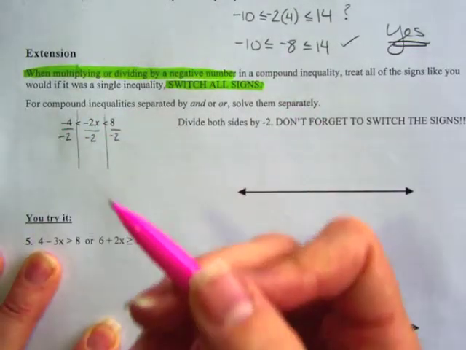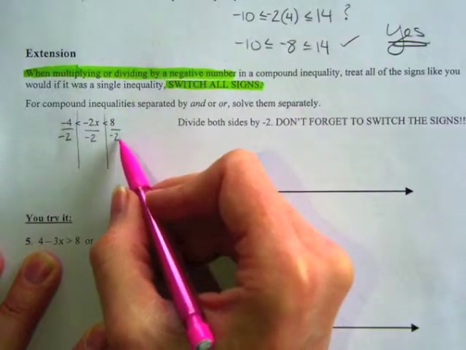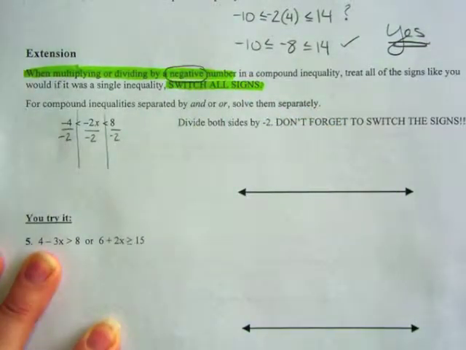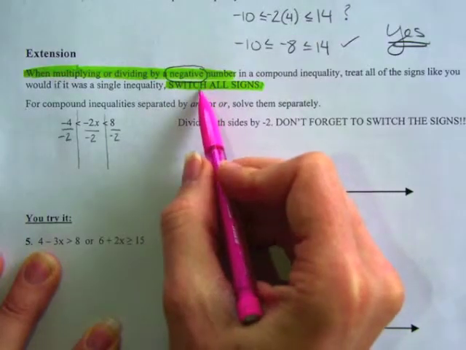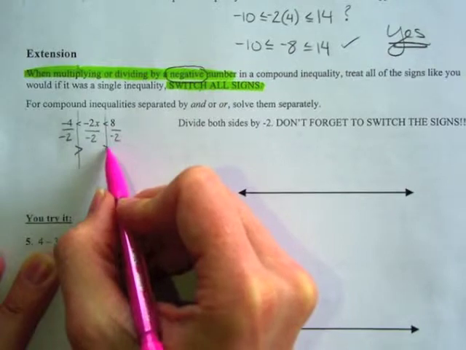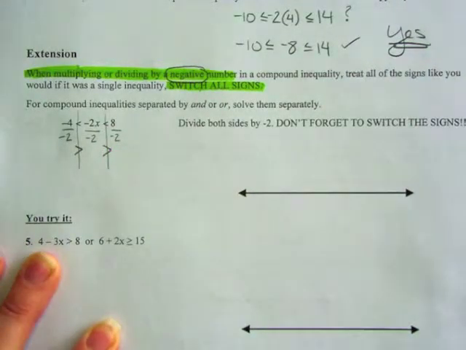And as I wrote that, I was thinking I am dividing by a negative 2. When I divide by a negative, I need to switch all signs. So this said less than, I'm going to write it as greater than. This says less than, I'm going to write it as greater than. Okay? I have an x alone in the middle.